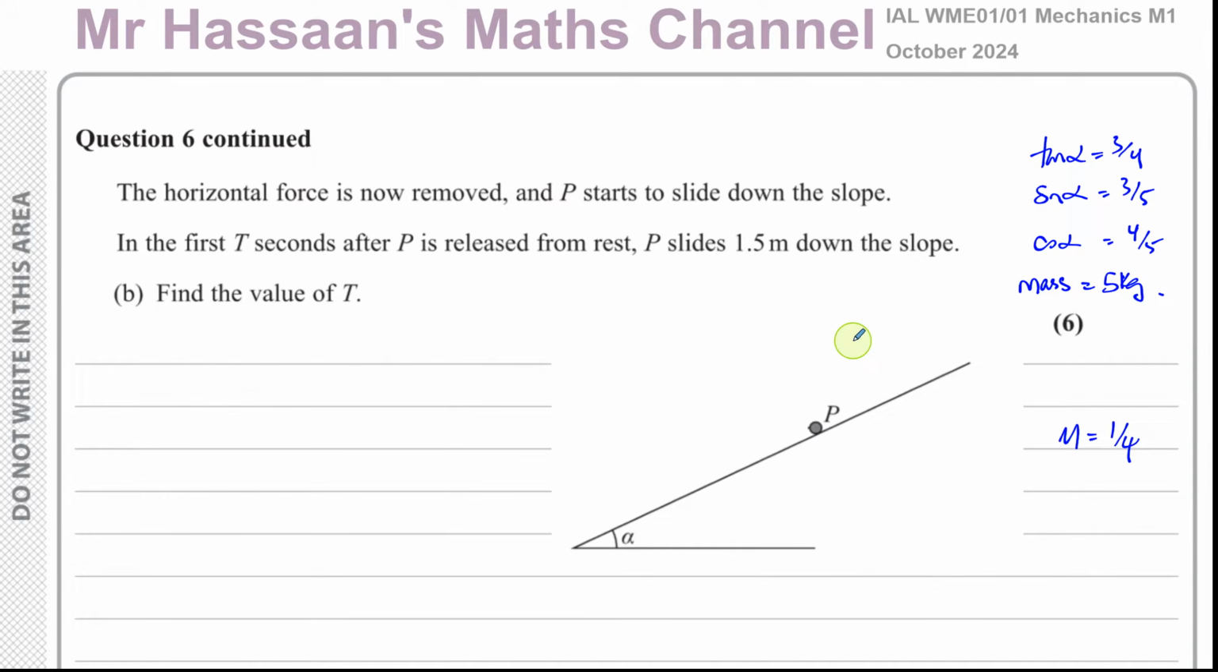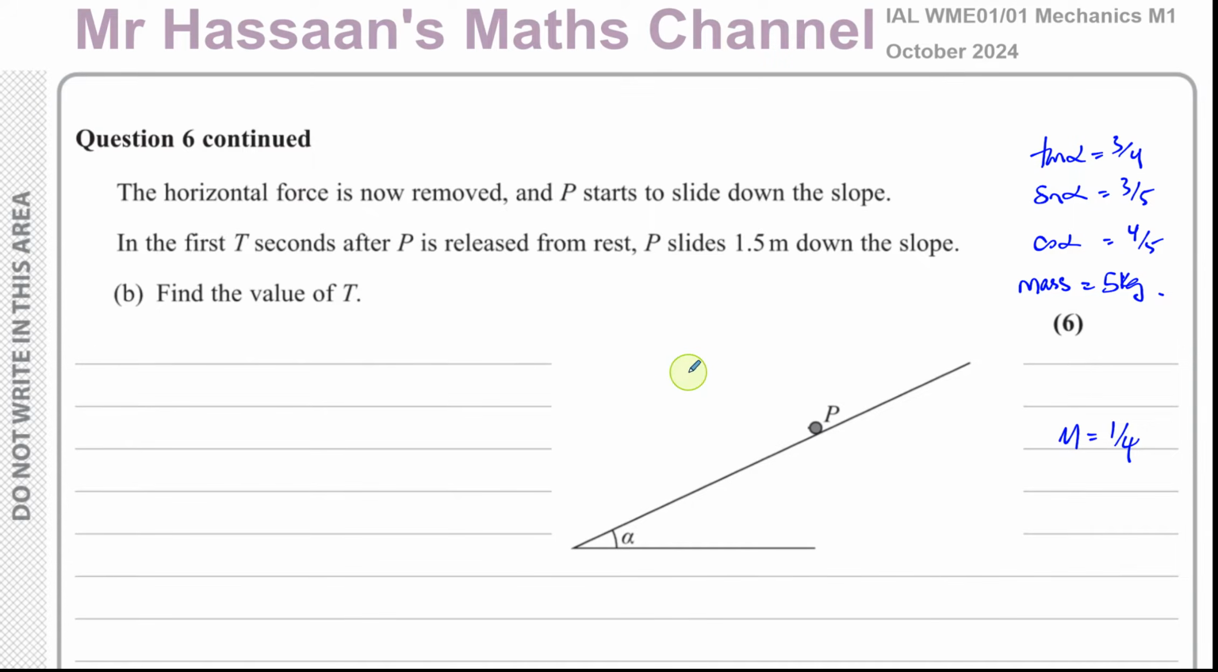Part A was about statics. Part B is about dynamics. So it says the horizontal force is now removed. So there was a horizontal force that was keeping this in equilibrium. It's now removed and P starts to slide down the slope. The reason I'm saving this as a separate video is because it's like a separate chapter or topic, dynamics, not statics anymore.